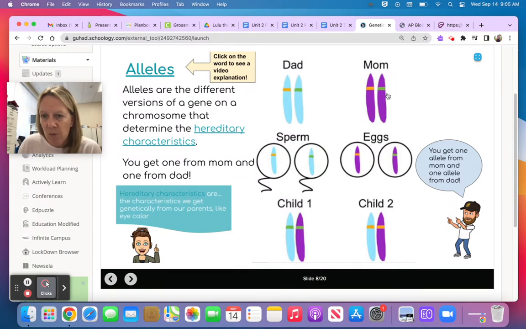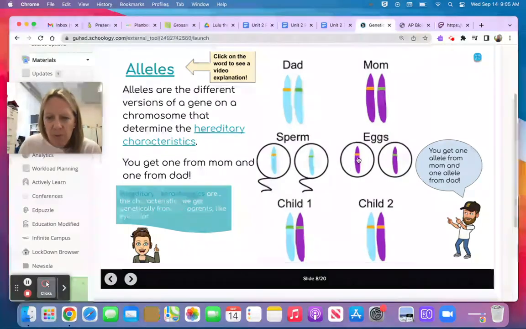In this case, same with mom, but it could be that she had both green alleles or both orange. It's just in this example, she's got one of each as well. 50% of her eggs will have orange, 50% will have green. When these eggs and sperm unite, you can get any number of combinations.